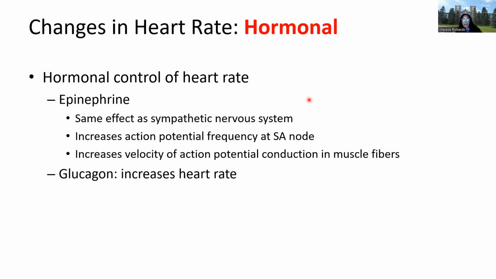So in our neuronal example, this was neurotransmitters that are binding to these receptors and bringing about this effect. In the hormonal version of that, it's just epinephrine acting as a hormone circulated through the blood, also binding to those exact same receptors and bringing about the same effect, which is to increase the action potential frequency. And then it also will increase the speed of the action potential conduction that moves throughout the rest of the muscle as well.